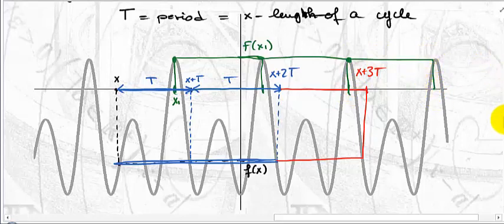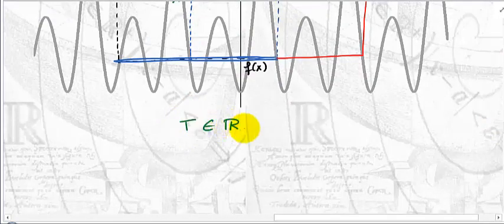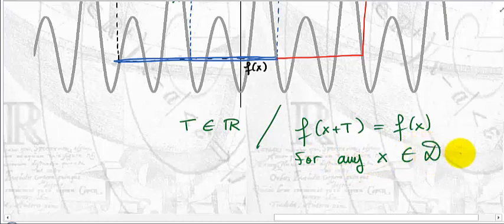So this is a second definition. It says that a function is periodic if there is a t in R such that f of x plus t is equal to f of x for any x in the domain of the function. This is a much more analytical definition of a periodic function. Okay, let's do some examples now.